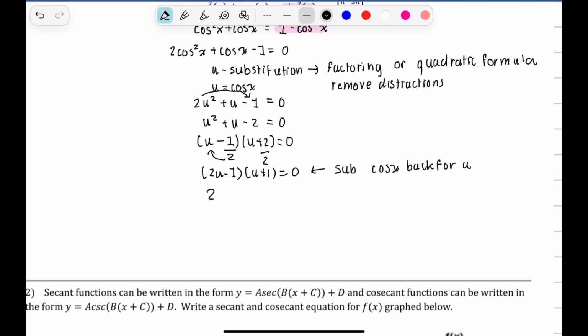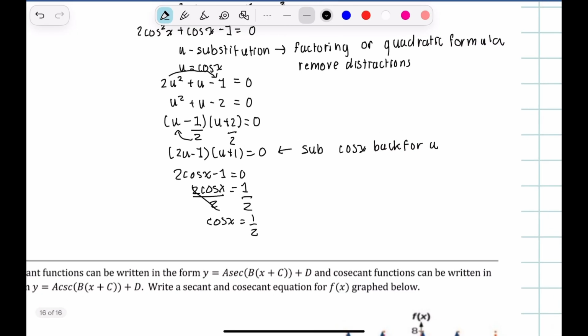And when you do this, you get 2 cosine x minus 1 is going to be equal to 0. And then we rearrange it, and we have cosine x is equal to 1/2. And we ask ourselves, when does this occur on the unit circle? And this would be at 5 pi over 3 and 7 pi over 3.